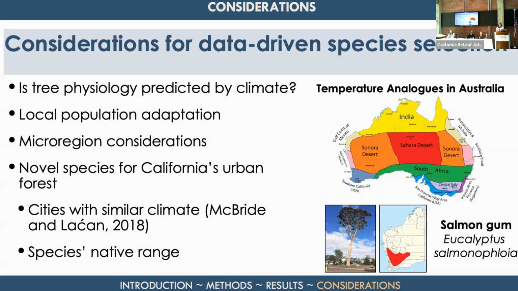So again, is this a silver bullet approach for solving the problem of climate resiliency in California's urban forests? Not exactly, but it is a good tool and a good starting place for selecting species that could potentially be suitable as the climate changes in the future and as we're thinking about planning for urban forest resiliency.